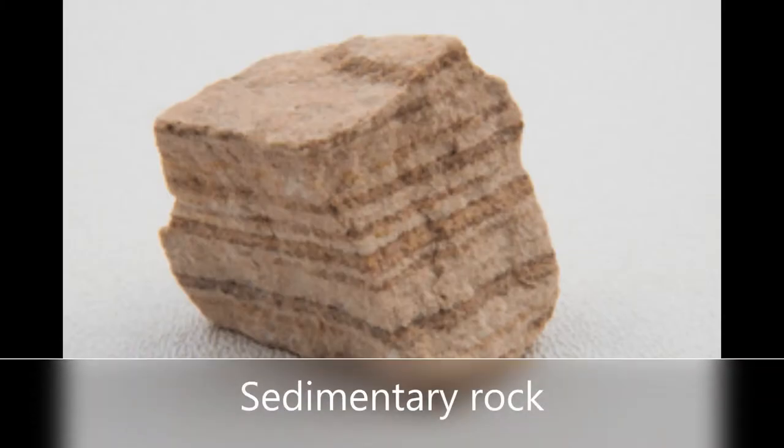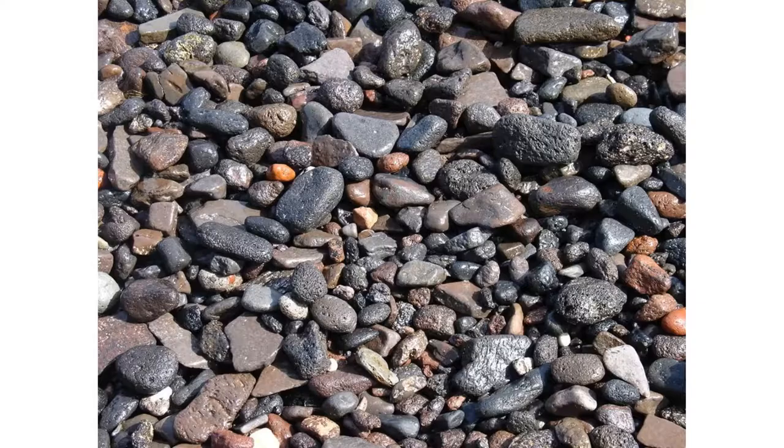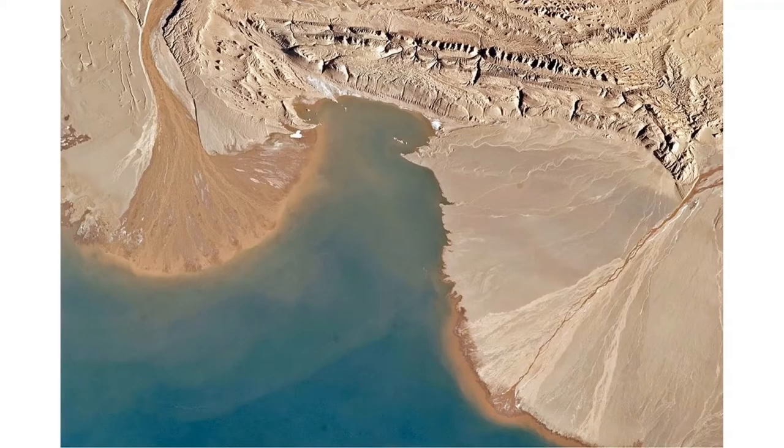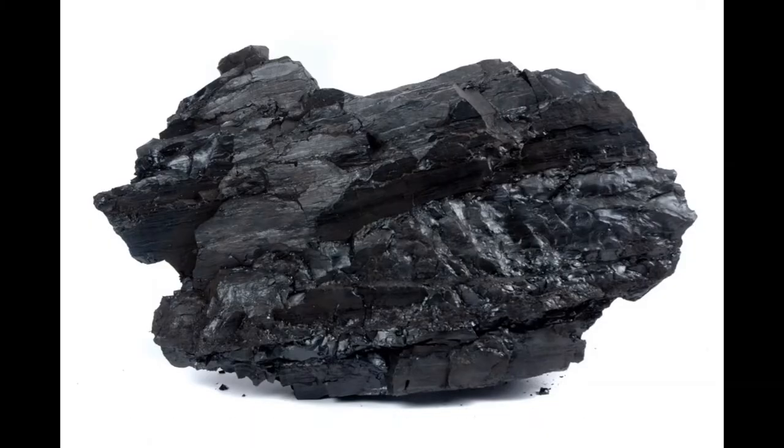These processes form igneous rocks like granite and basalt. Sedimentary rocks are made much more gradually by the buildup of layers of sediment. Sediment may be pebbles and small rocks, sand, mud, or even the remains of living things. Coal starts out as fossilized plant material.